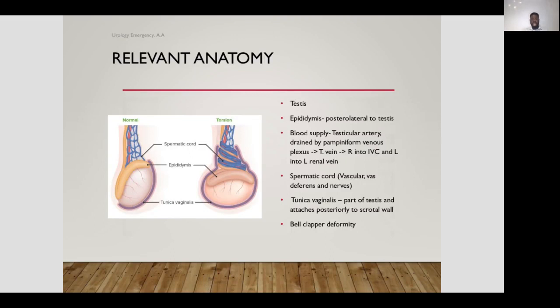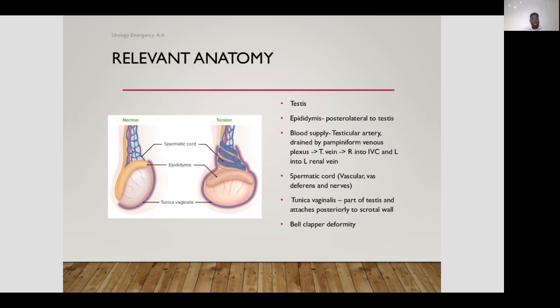The major nerve supply is split into two, anterior and posterior. The anterior part of the scrotum itself is supplied by the genital branch of the genitofemoral nerve and also part of the ilioinguinal nerve, which explains why sometimes you can have pain radiating from the left or right flank to the groin region. And you've also got the posterior branch, which is the perineal branch of the pudendal nerve and posterior cutaneous femoral nerve.